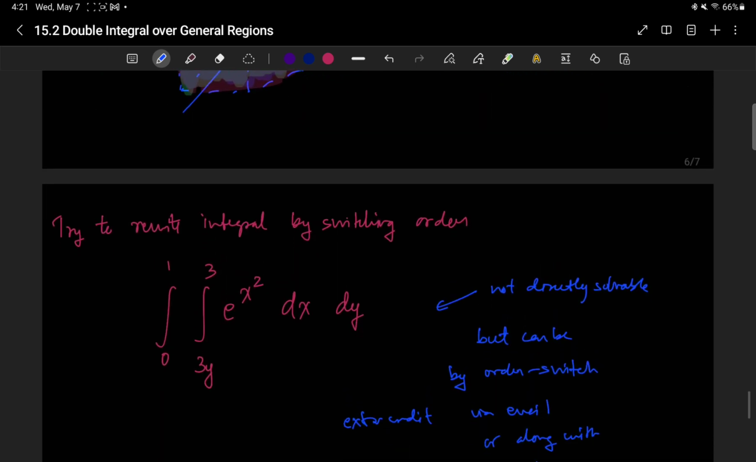That's pretty much it for this particular section. So we've covered double integrals over rectangles and general region at this point. That's all.